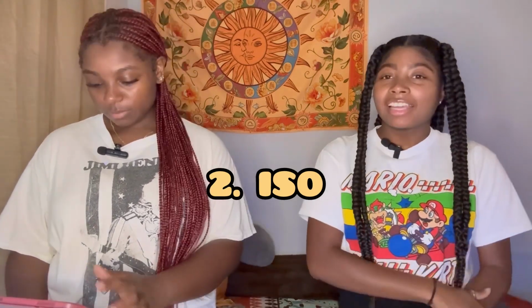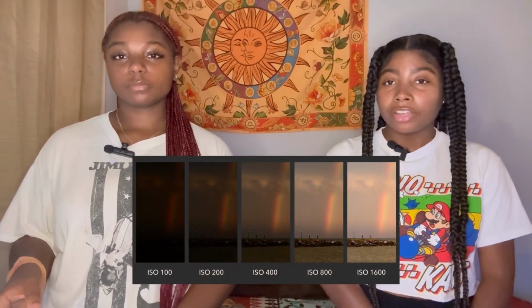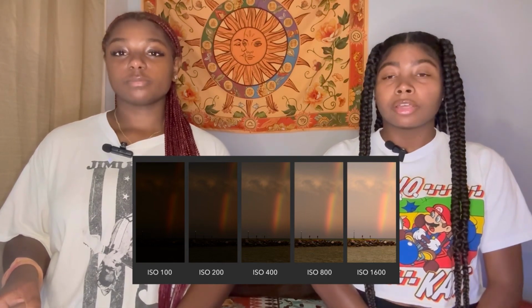And the second term is ISO. The ISO is a camera setting that affects the sensitivity of your camera. So the higher your ISO number is, the better it will be at capturing light.